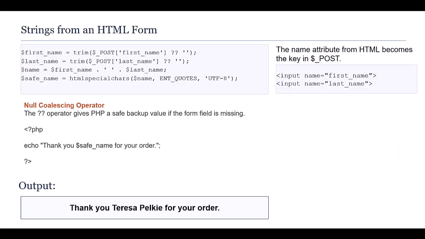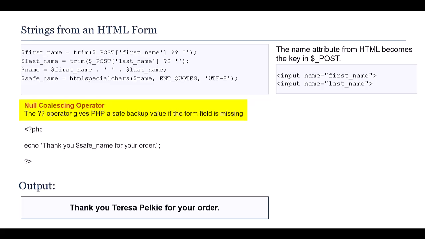Here we see a concatenation example using data retrieved from a form. We may have a form element with the name first_name, and another form element with the name last_name. In modern PHP, we should read those values carefully. The question mark operator is called the null coalescing operator.